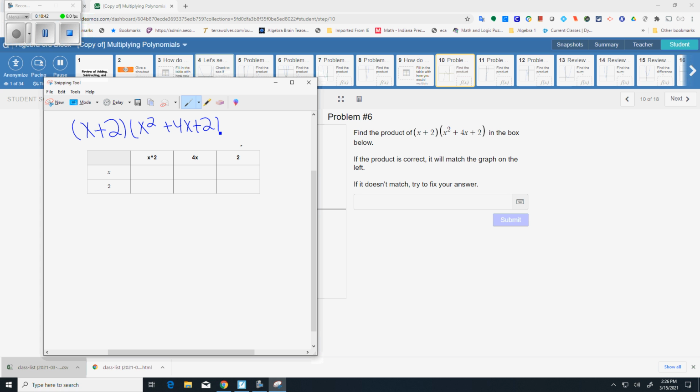Okay, so x squared times x, we're going to get x cubed. x squared times 2, we're going to get 2x squared. x times 4x, we're going to get 4x squared. 2 times 4x, we're going to get 8x. And then 2 times x, we're going to get 2x. And then 2 times 2, we're going to get 4. We're going to write that out.